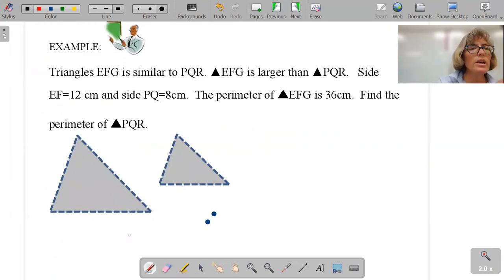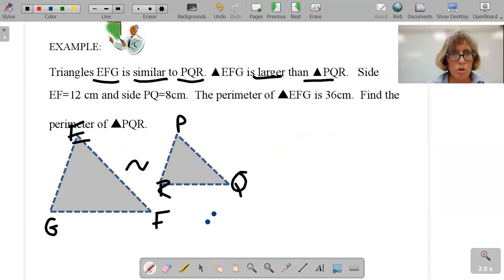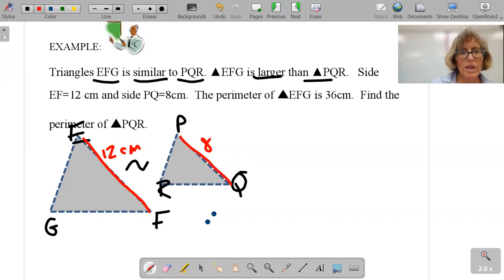So it says right here that EFG is similar to PQR, similar. So we're going to write triangle EFG similar to triangle PQR. EFG is larger than PQR. Side E to F is 12 centimeters. P to Q is 8 centimeters.